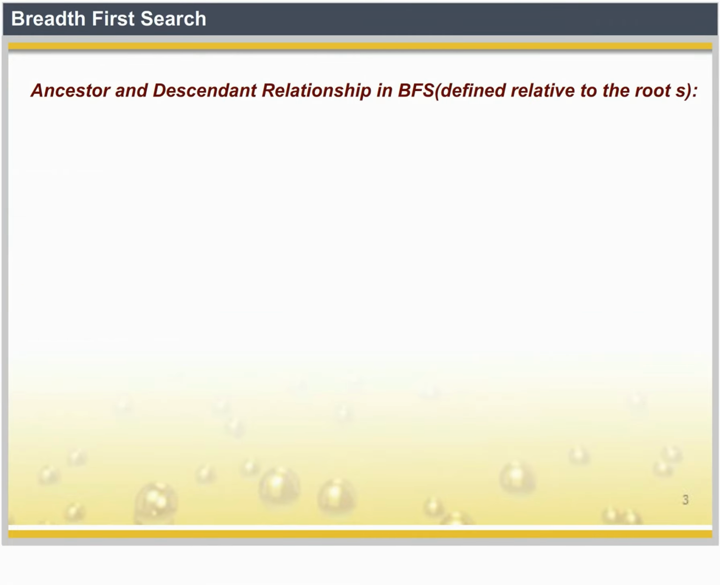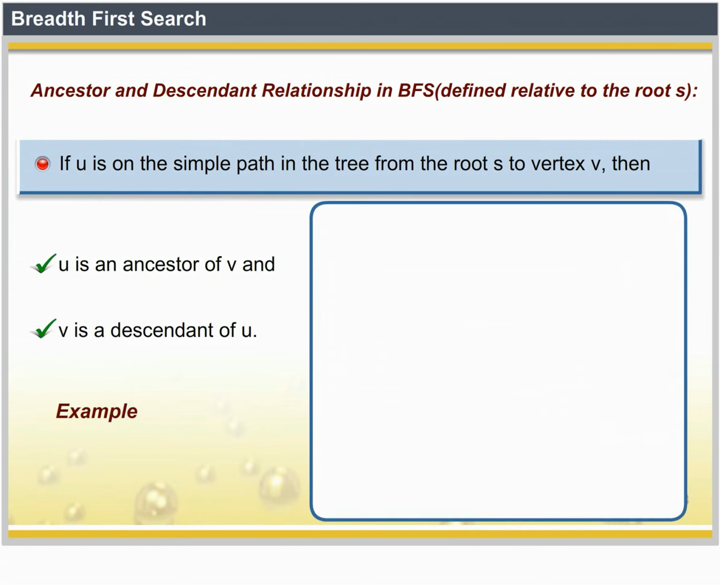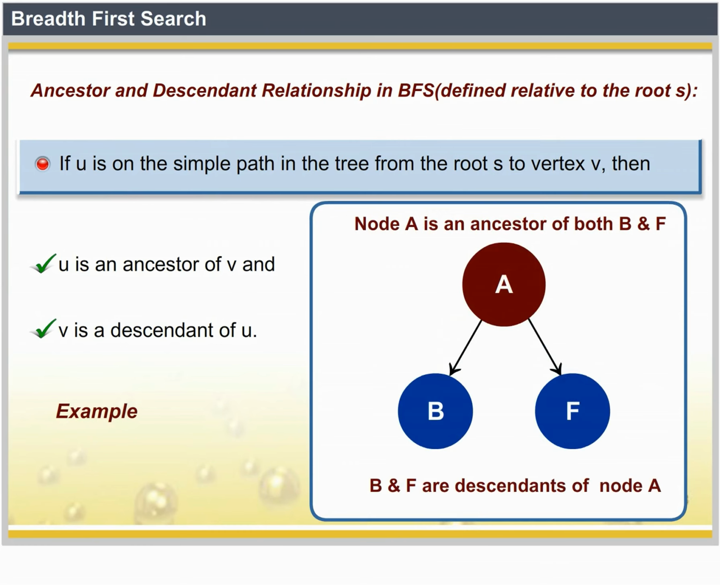Ancestor and descendant relationships in BFS are defined relative to the root S. If U is on the simple path in the tree from the root S to vertex V, then U is an ancestor of V and V is a descendant of U. Example is shown here. In this figure, node A is an ancestor of both B and F, and B and F are descendants of node A.